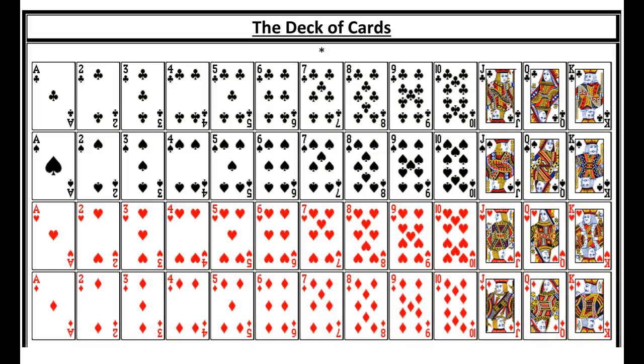A deck of cards is a great example of probability. Let's review some of our probability skills using a deck of cards.